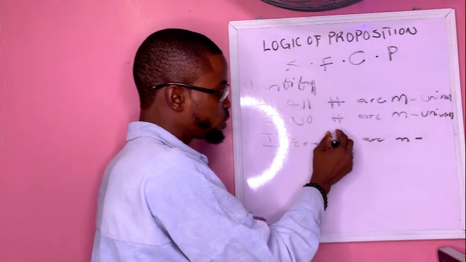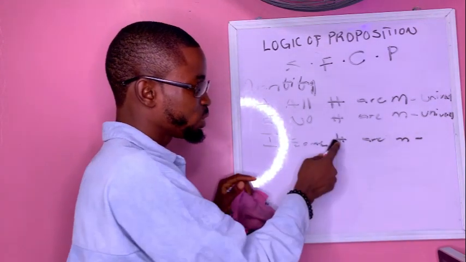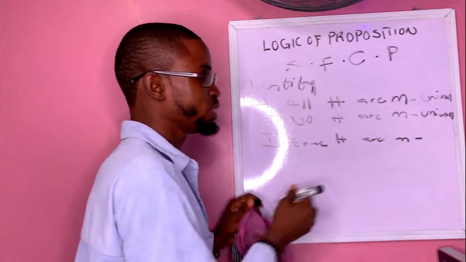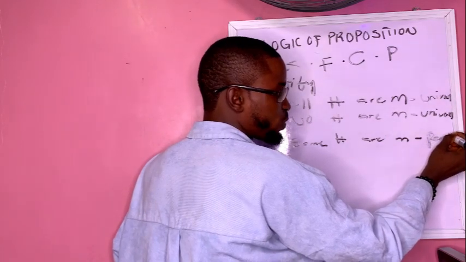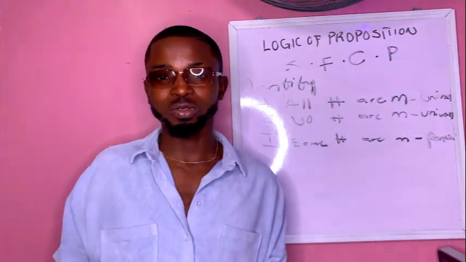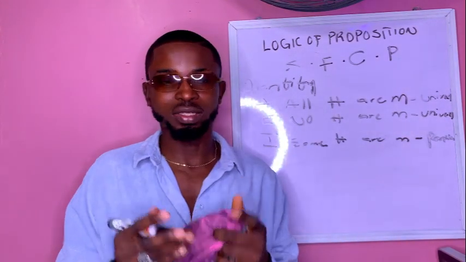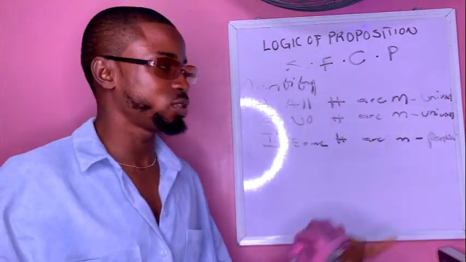So the particular proposition does not make reference to all the whole members in the class of the subject stem. It only makes reference to some of them. So we say the quantity is what? Particular. So don't forget that quantity can either be universal or particular. If it makes reference to all of them, it is universal. If it only makes reference to some of them, then it is particular. So I proposition does not make reference to all of them, so definitely it is what?